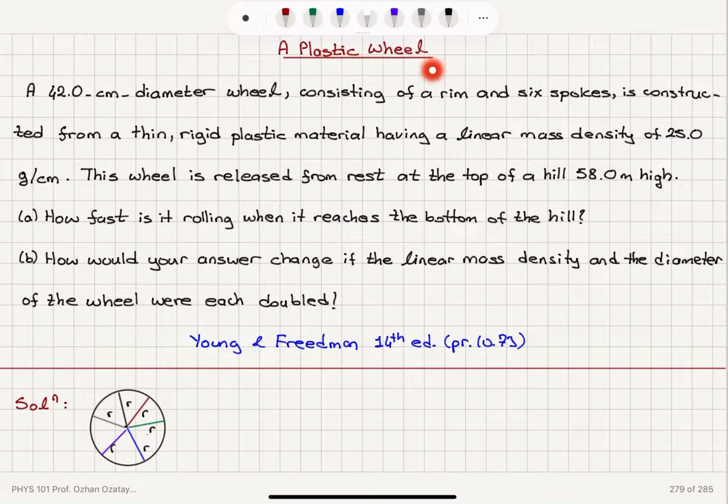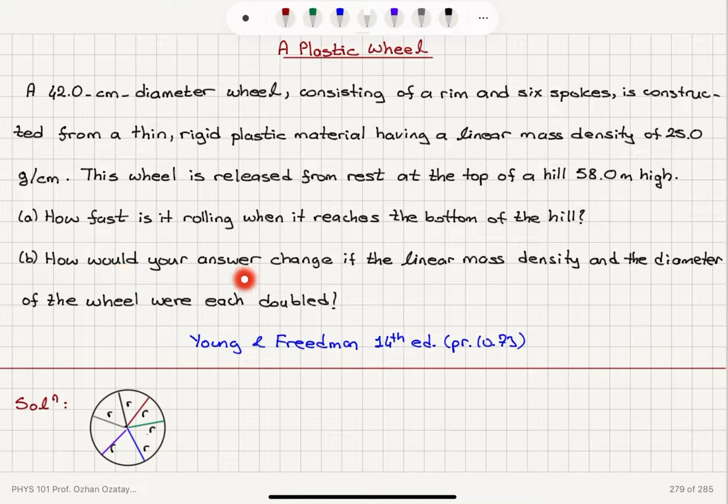A plastic wheel. A 42 centimeter diameter wheel consisting of a rim and 6 spokes is constructed from a thin, rigid plastic material having a linear mass density of 25 grams per centimeter. This wheel is released from rest at the top of a hill 58 meters high. Part A, how fast is it rolling when it reaches the bottom of the hill?